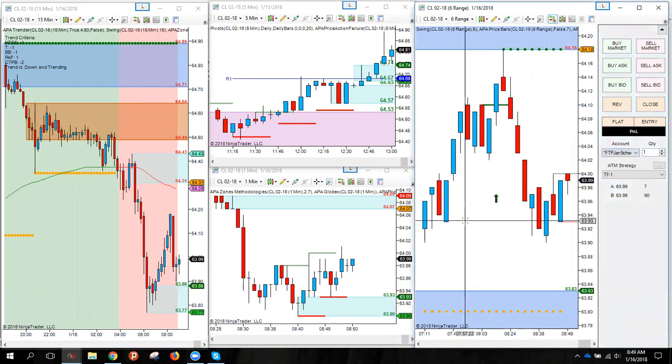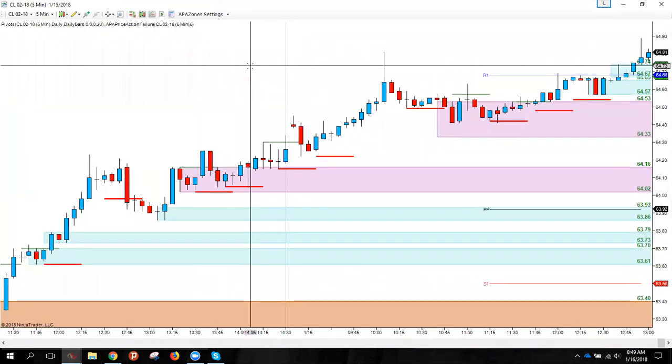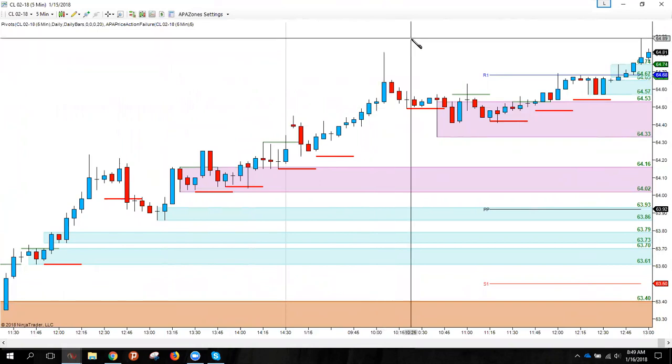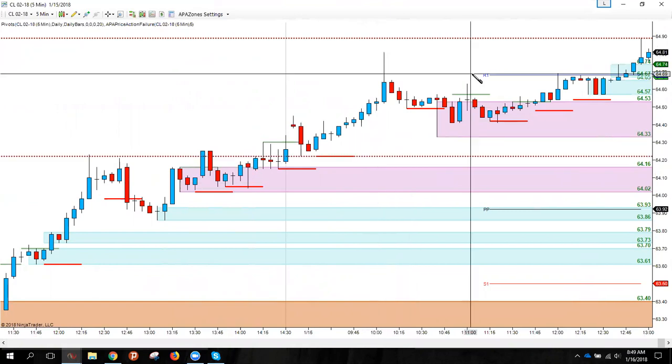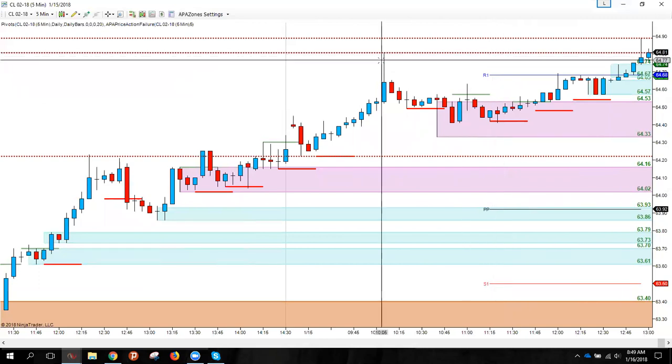I just opened my charts and I'm going to quickly set up my page here. It's 8:49 in the morning, Eastern time. This is yesterday's high, yesterday's low, and yesterday's close on my 5-minute RTH chart.